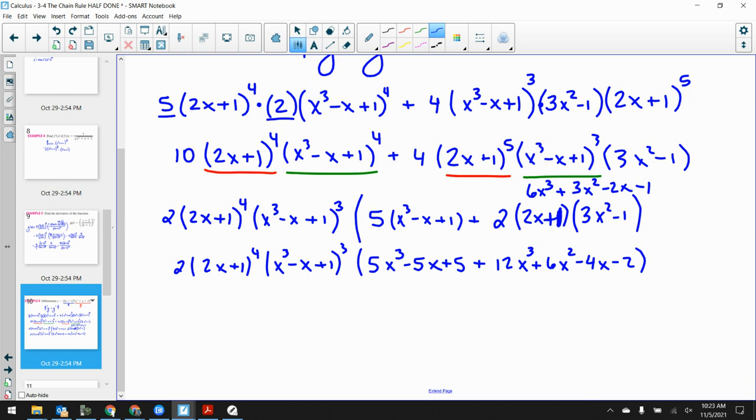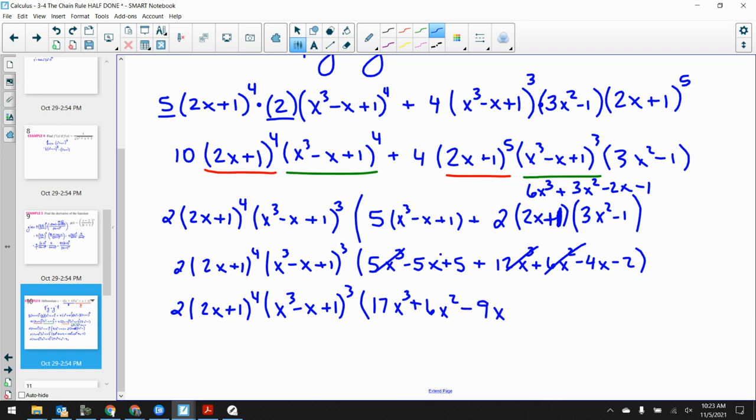So I can combine like terms in the middle there, or combine like terms on the far right side. So 2x plus 1 to the fourth, x to the third minus x plus 1 to the third. And now what is this going to give me? This is going to give me 17x to the third, 6x squared, a minus 9x, and then a plus 3.